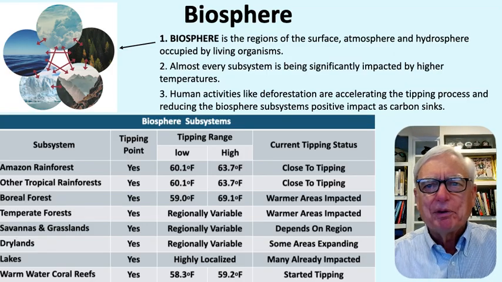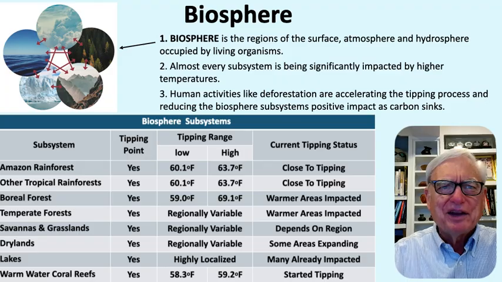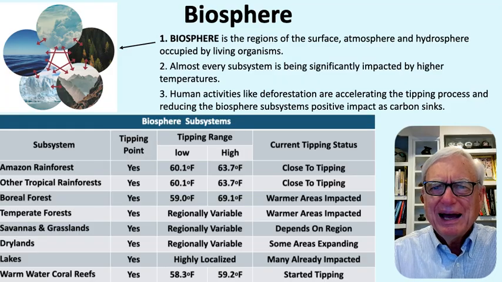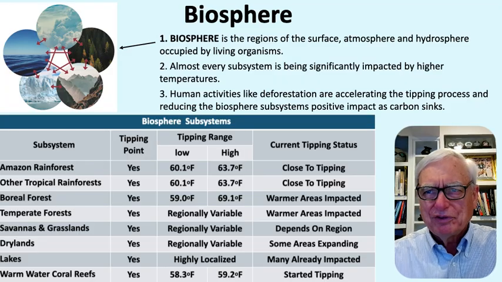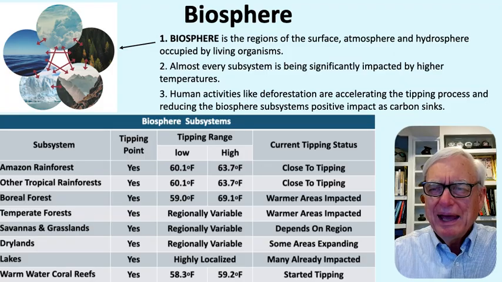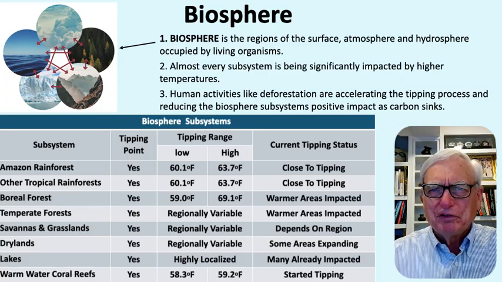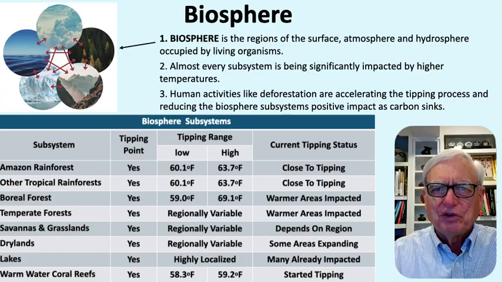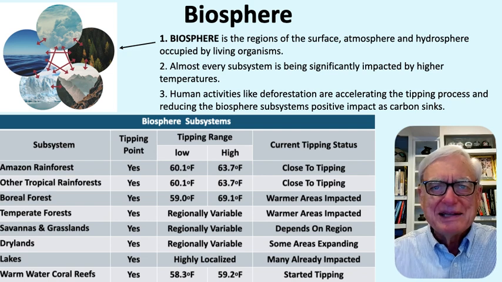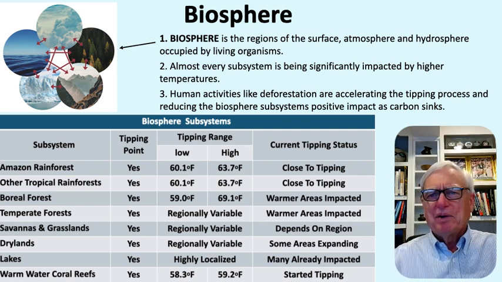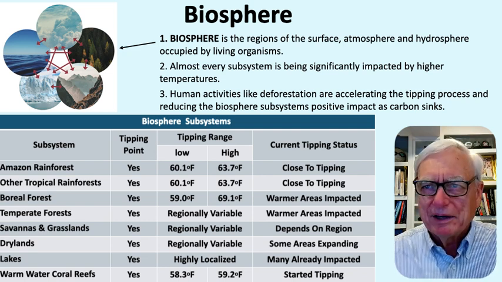And then we have the temperate forest. And again, savannas and drylands and lakes, they all have tipping points, okay? But there's so many of them, and they all are in different latitudes and other kinds of things. So it's hard to come up with a universal tipping point. So I just showed those as regionally variable. And lakes are even more localized than that, so I just say highly localized. But many of the lakes are already being significantly impacted by higher temperatures.